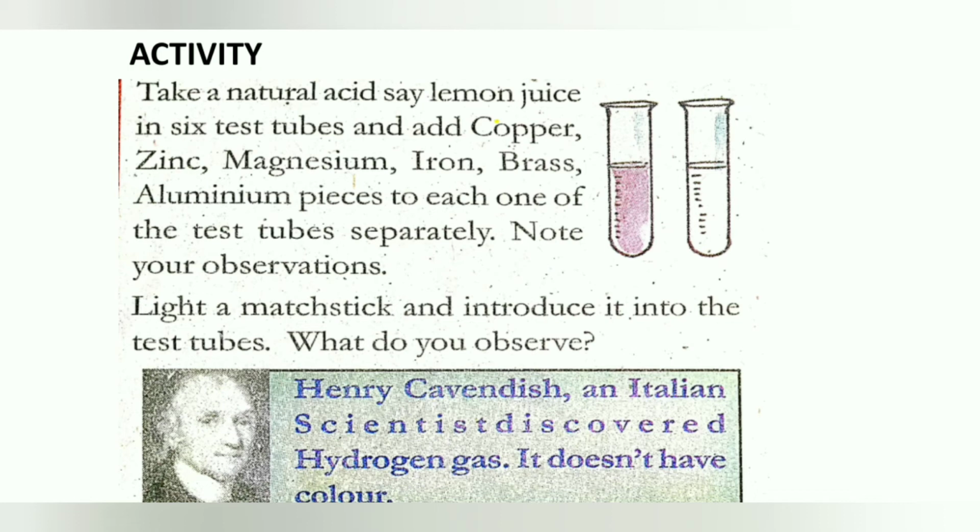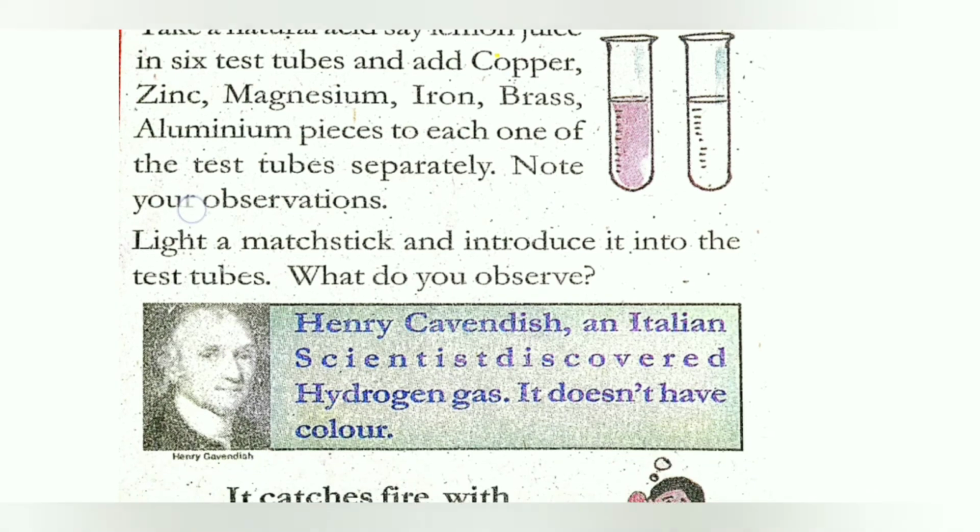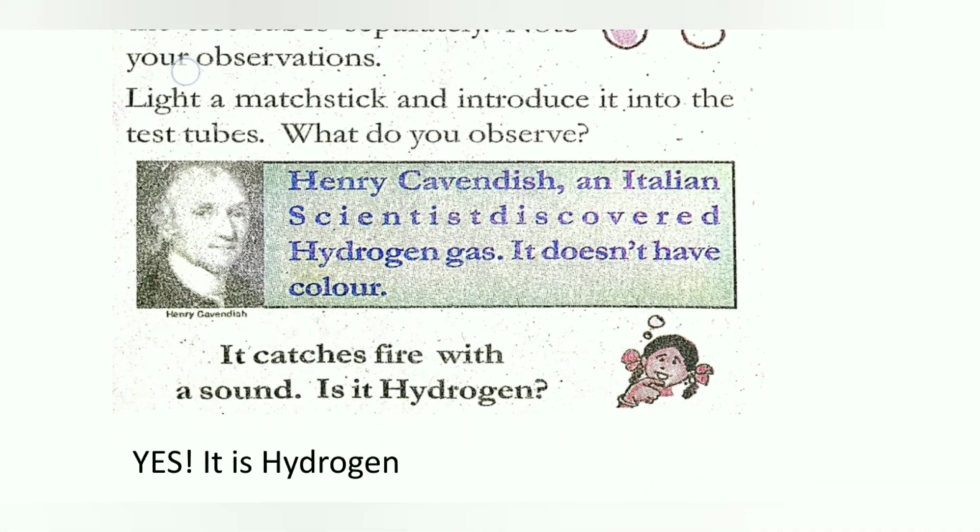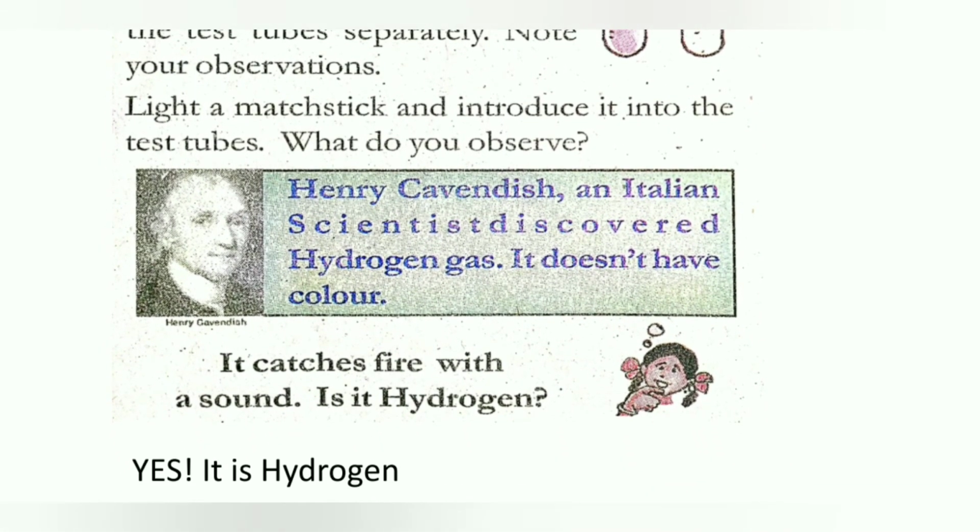So light a matchstick and introduce it into the test tube. When you bring a matchstick near the test tube, what will happen? It catches fire with a sound. So we have seen that a gas is evolved. That gas is hydrogen gas.